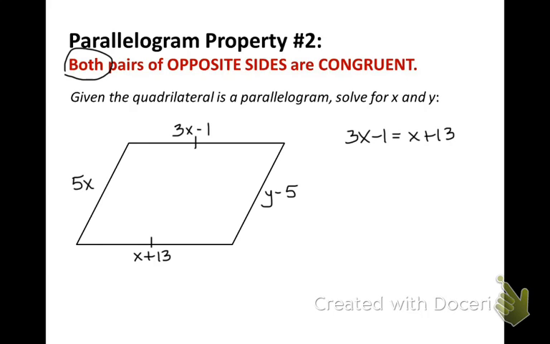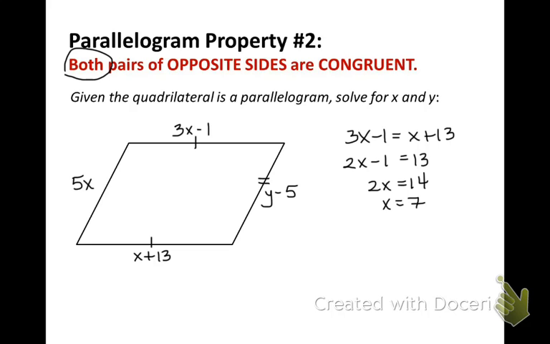If I subtract my x over to the left-hand side, I get 2x minus 1 equals 13. Add 1 over gives me 2x equals 14. So x equals 7. So I found x. And now I need to find y, which I can now use the other two sides.